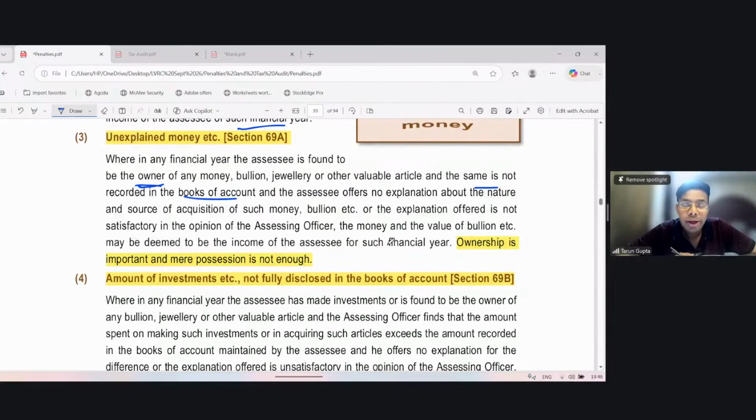But for section 69A to be invoked, the assessee must be the owner. If he only holds the possession of such asset, then the addition cannot be made. Addition can only be made on the owner of the asset. Okay.